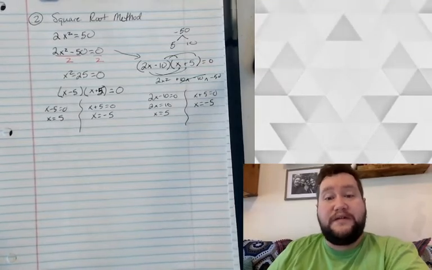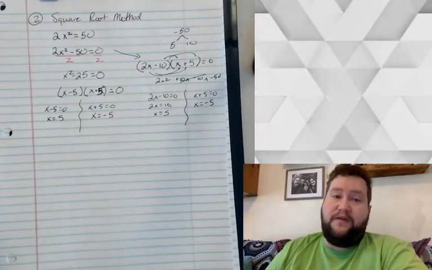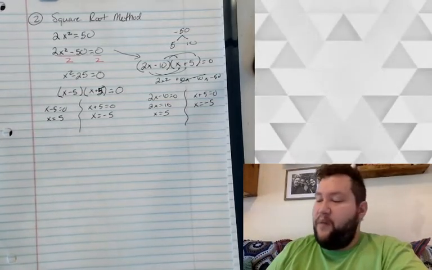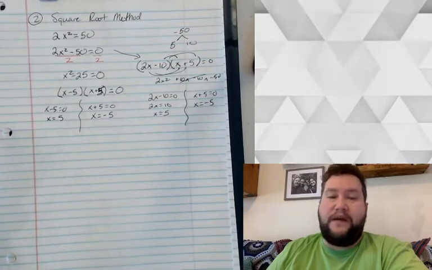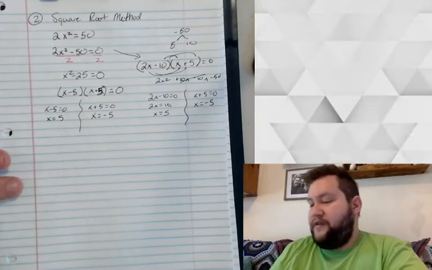I would say, generally speaking, it's easier, if you can, to work with a leading coefficient of 1, as long as it's not going to give you fractions. Like, if that weren't 50 and it were like 49, definitely wouldn't recommend dividing by 2 first.